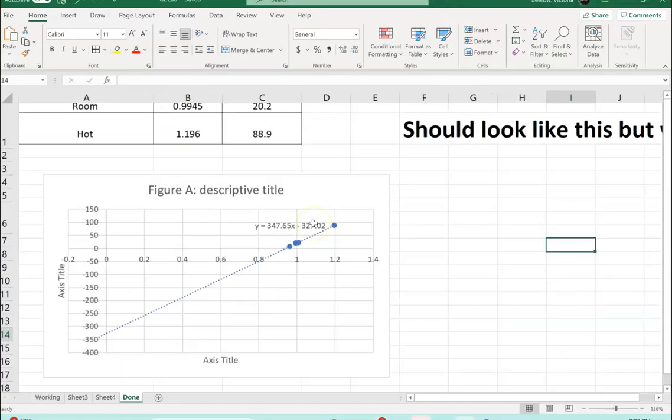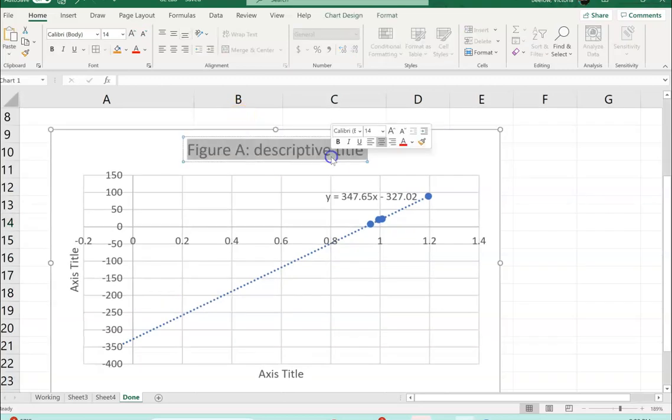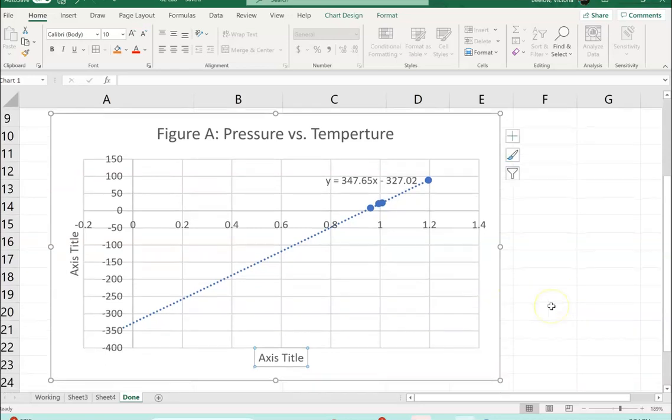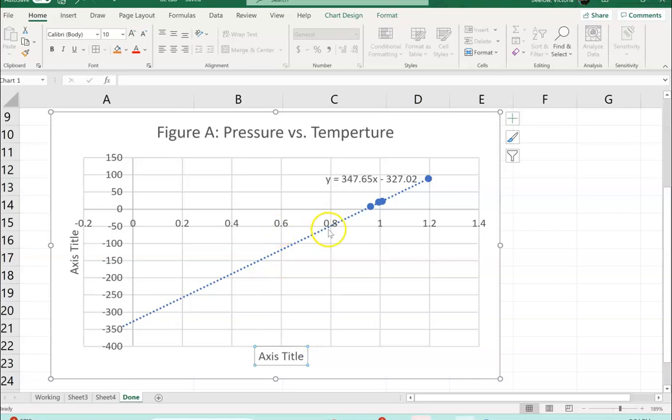So when you get to this point, figure A, descriptive title, kind of the same thing, but you want to do pressure versus temperature. And also make sure that you correctly identify each axis title, like which one measured pressure, which one measured temperature. Just by looking at the numbers, X and Y axis, do we know what those are? Which way does X go? This way. Which way does Y go?